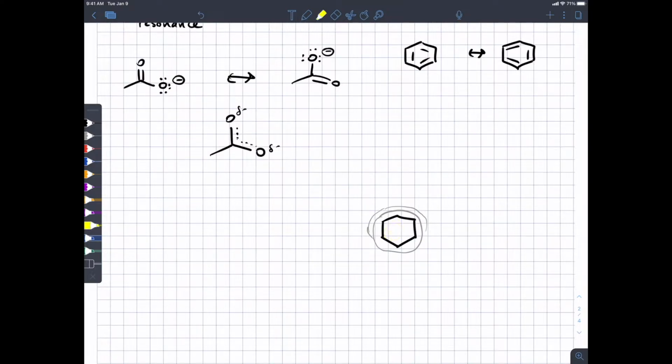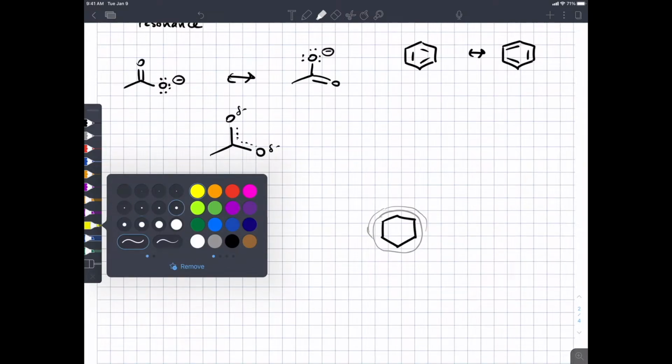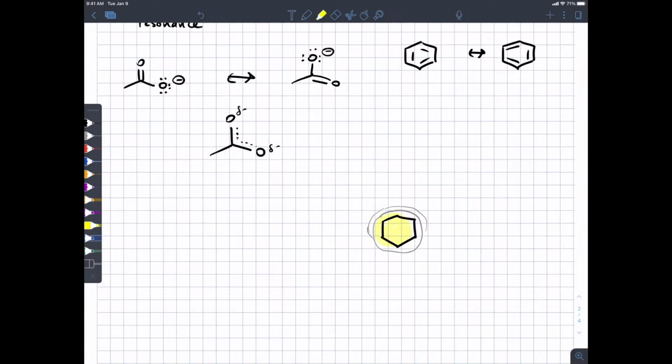Let's go here. You've got a lobe above the ring, a node within the plane of the ring, and then below the ring you've got another lobe with this. And so those are pi electrons. This is the lowest energy orbital in benzene. If you do molecular orbital theory, the lowest energy pi type orbital. And those are delocalized across all the atoms, right?